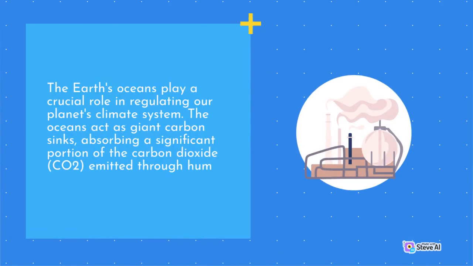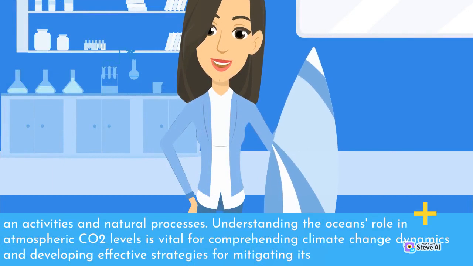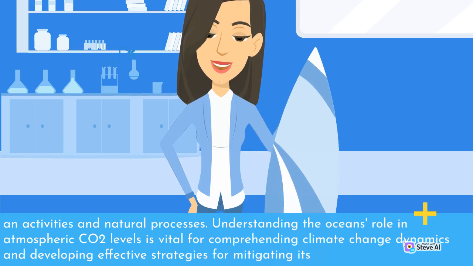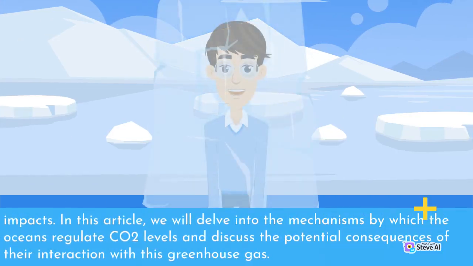The Earth's oceans play a crucial role in regulating our planet's climate system. The oceans act as giant carbon sinks, absorbing a significant portion of the carbon dioxide, CO2, emitted through human activities and natural processes. Understanding the ocean's role in atmospheric CO2 levels is vital for comprehending climate change dynamics and developing effective strategies for mitigating its impacts. In this article, we will delve into the mechanisms by which the oceans regulate CO2 levels and discuss the potential consequences of their interaction with this greenhouse gas.